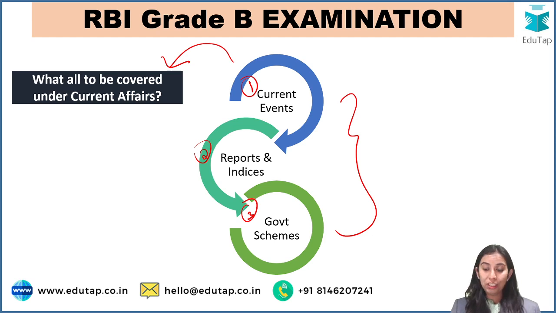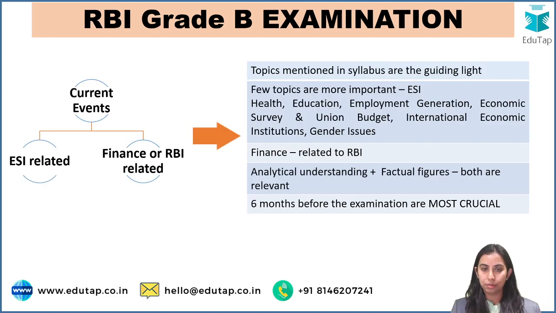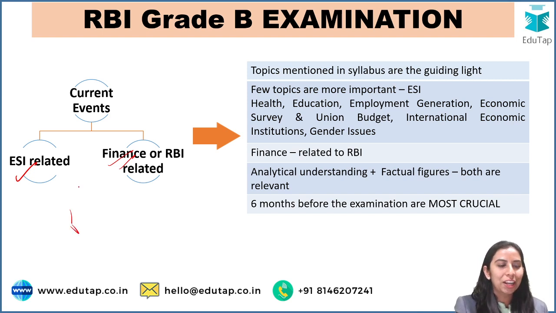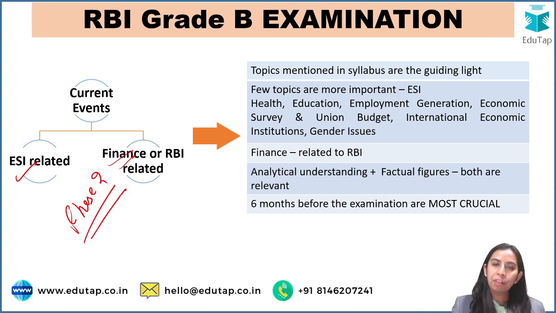So starting off with current events, how are they different from reports and indices and government schemes? So guys, current events, as far as RBI is concerned, are broadly of two types. One is ESI related, the other is finance or RBI related. When I say ESI or finance, I am talking about phase 2. I hope you've got to know that. ESI and finance are the papers in phase 2.